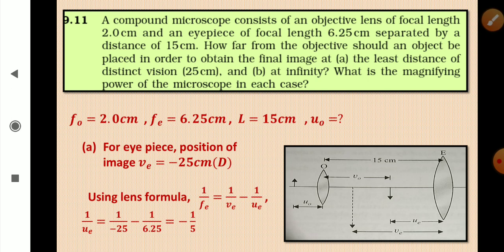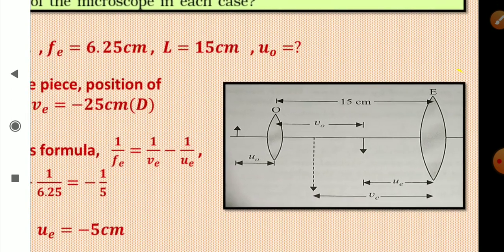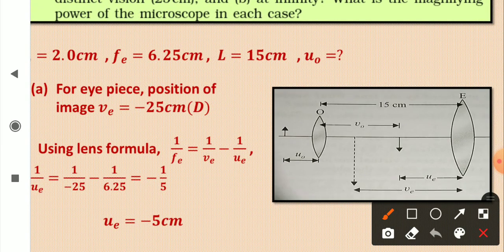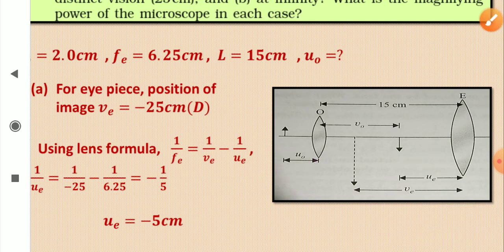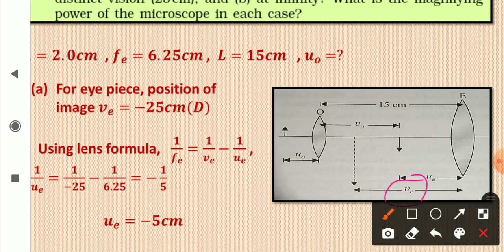Okay, so for eyepiece, now if you look at it here, I have drawn this diagram for you. See, this is your objective lens, this is object distance, and it makes real image here. This real image is object for this eyepiece, and final image is formed here. So object distance for eyepiece is UE, image distance for eyepiece is VE, which is equal to D, and the total distance is V. So for eyepiece, position of image is minus 25 centimeter.